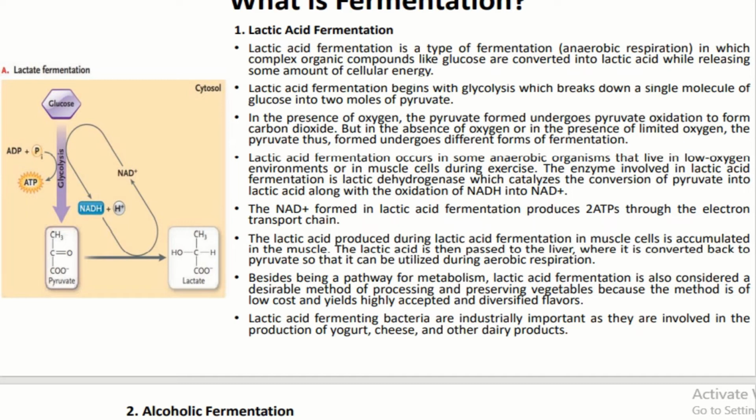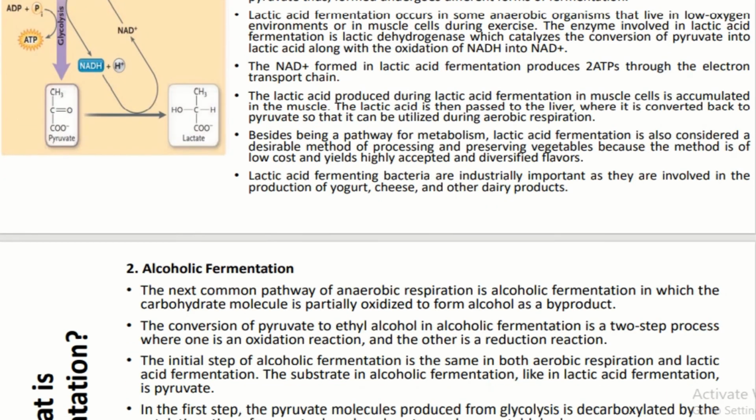The lactic acid produced during lactic acid fermentation in muscle cells is accumulated in the muscle. The lactic acid is then passed to the liver where it is converted back to pyruvate so that it can be utilized during aerobic respiration. Besides being a pathway of metabolism, lactic acid fermentation is also considered a desirable method of processing and preserving vegetables because the method is of low cost and yields highly acceptable and diversified flavor. Lactic acid fermenting bacteria are industrially important as they are involved in the production of yogurt, cheese and other dairy products.